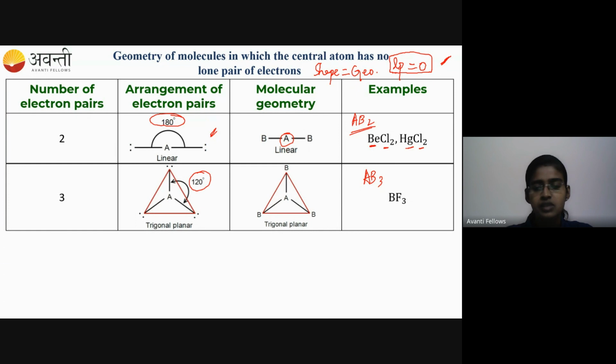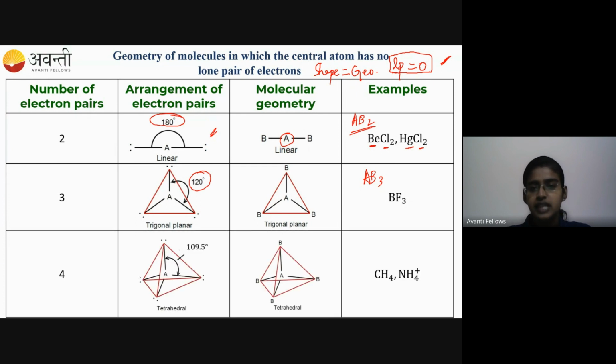Okay. And coming to the next type, AB4. CH4 and NH4 plus, methane and the ammonium ion, are taken as examples. And they are forming tetrahedral geometry. Okay, the central atom is at the center and 4 hydrogens are occupying the 4 corners of the tetrahedron. And the tetrahedral bond angle is 109.5 degree. Okay, very important. So have a note of it.